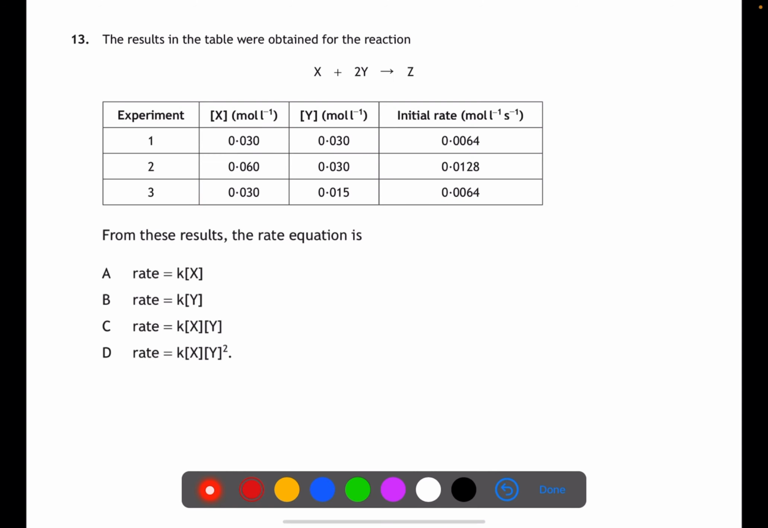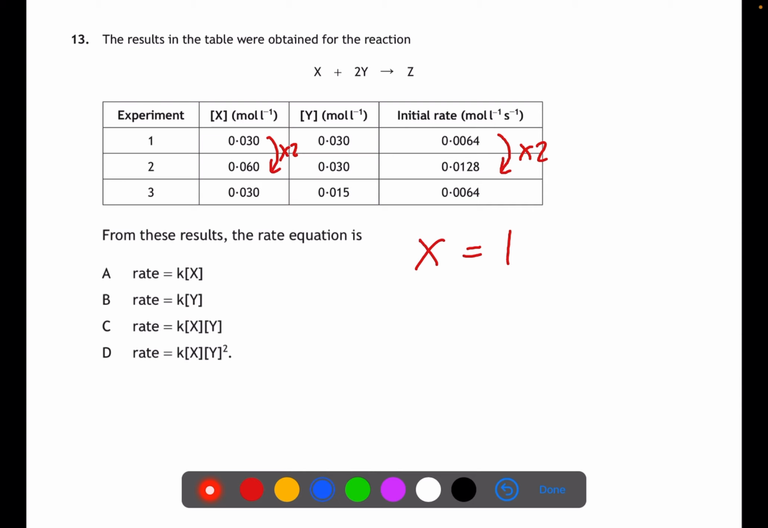Question 13. The results in the table were obtained for the reaction X plus 2Y to give Z. For these results, the rate equation is what? So here we need to look at the concentrations of the reactants and the effect that it has on the initial rate. If we look at experiment 1 and 2, we can see that the concentration of Y does not change, but the concentration of X is doubled. If we then look at what happens to the rate, we can see that the rate is also doubled. This means that for X, we'll have order 1.